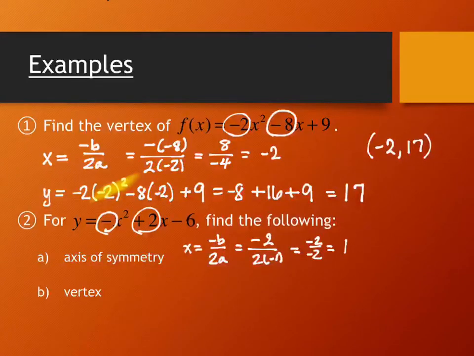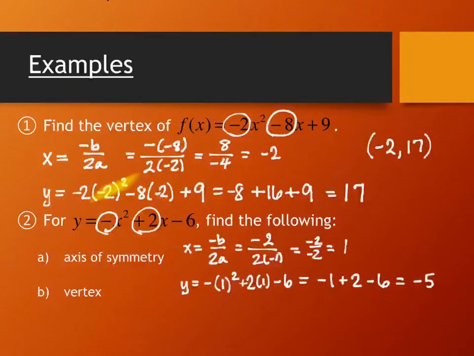All right. Then we're going to plug that in to find the corresponding y value. So y is a negative, and then I have now a 1 squared plus 2 times 1 minus 6. So at the beginning, 1 squared is 1 times the negative makes it a negative 1. In the middle, 2 times 1 is 2. And at the end, I have my negative 6. What's my result? Negative 5. So my vertex is 1, negative 5.